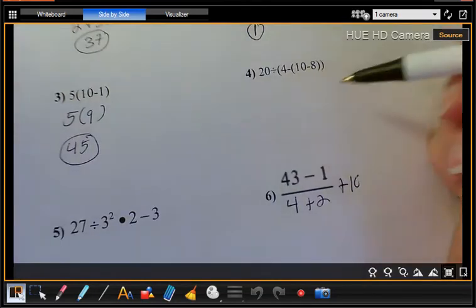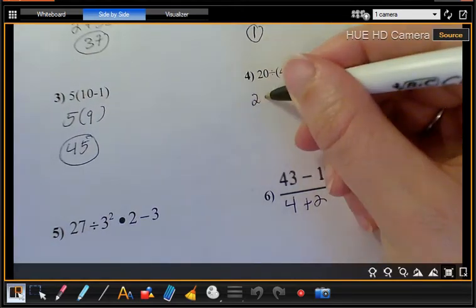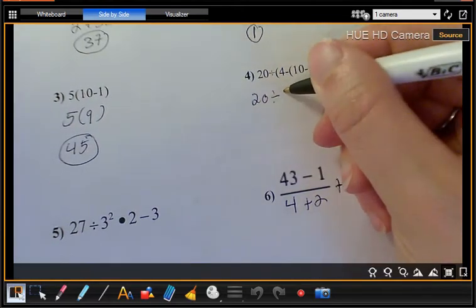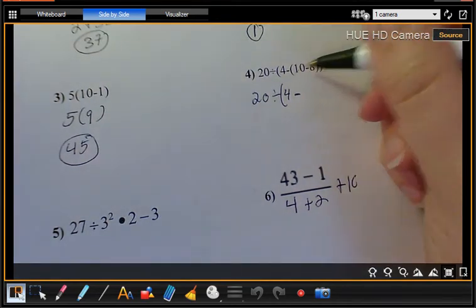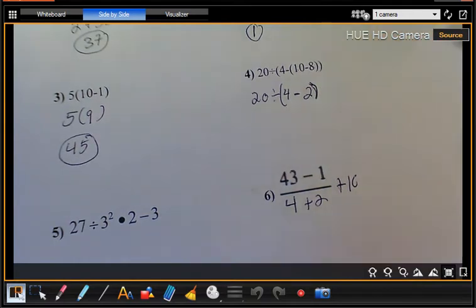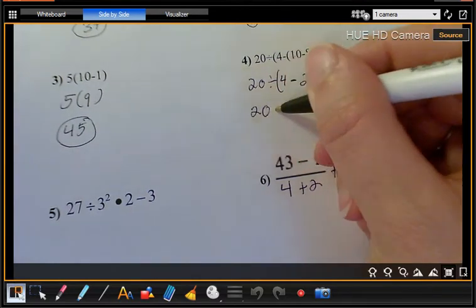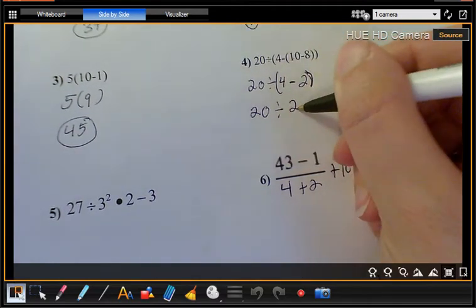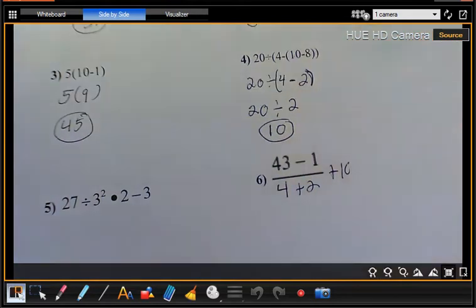Here we've got double parentheses. So we're going to do the inside first. So 20 divided by 4. Bring down the parentheses, bring down the minus sign. And then 10 minus 8 gives me 2, end parentheses. Then I'm going to do that outer parentheses next, 4 minus 2. So 4 minus 2 is 2. 20 divided by 2 is 10. Okay, so just walking it straight down.